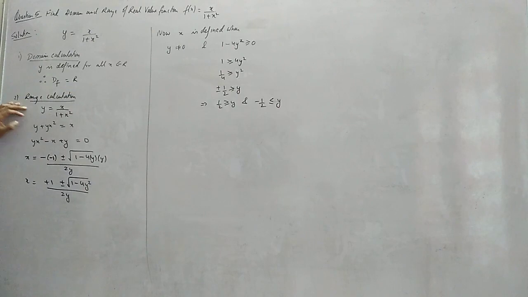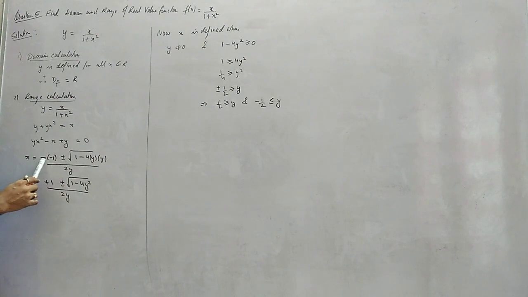Okay, now comes range calculation. In range calculation, what do we do? First job is to convert x in terms of y. So y equals x by 1 plus x square. Multiply. Now after multiplication, if you shift this term that side, you cannot take x common. So you have to make it a quadratic equation: yx square minus x plus y equals 0. So this is ax square, a is y, plus bx, b is minus 1, plus c, c is y.